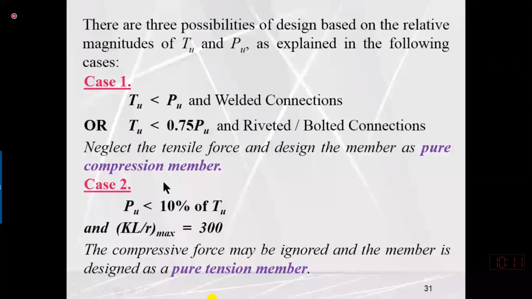And if both cases are not satisfied, then it means that the compressive forces are more than 10% of Tu, but they are also not satisfying case one.